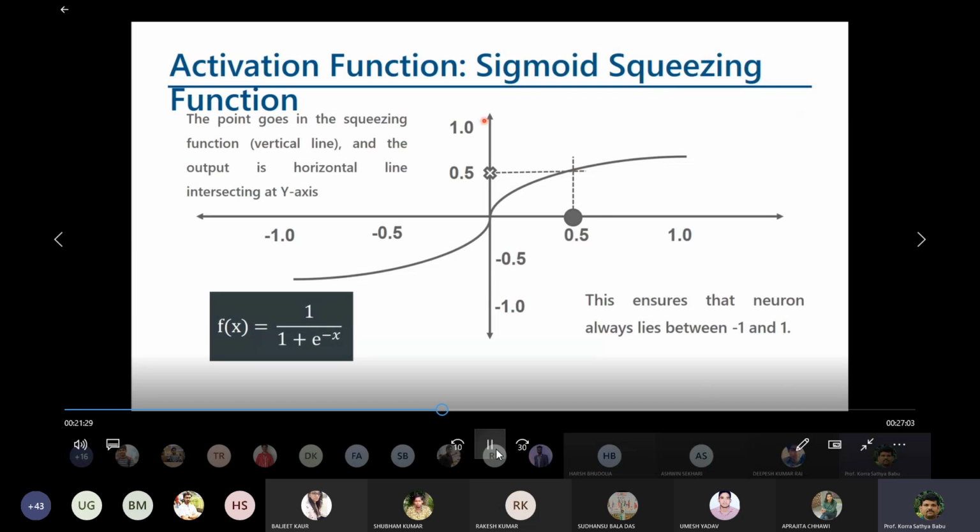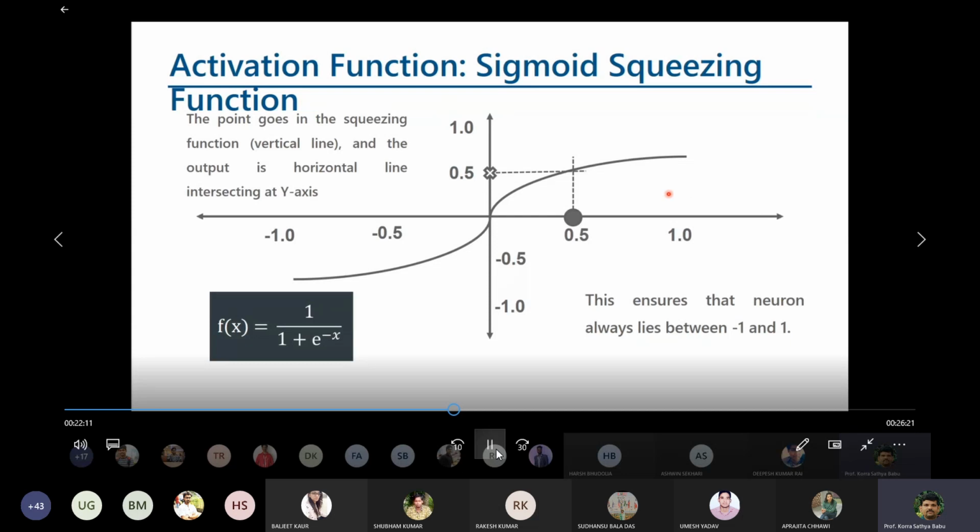For example, you see here a sigmoid squeezing function. The point goes in a squeezing function along the vertical line, and the output is the horizontal line intersecting at the y-axis. Suppose in the x-axis this is the input, for example, this is the value that you got. You check it here, this is the point, and correspondingly, what is the y value?